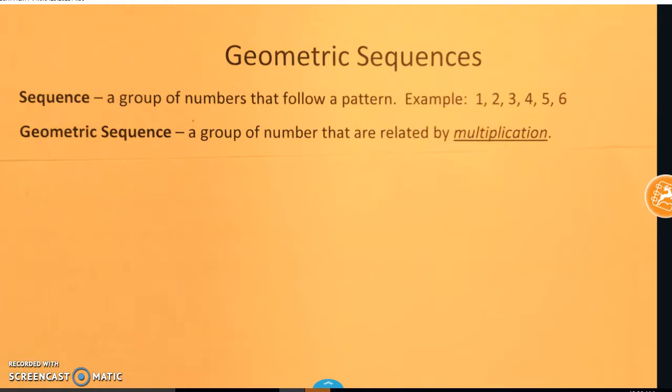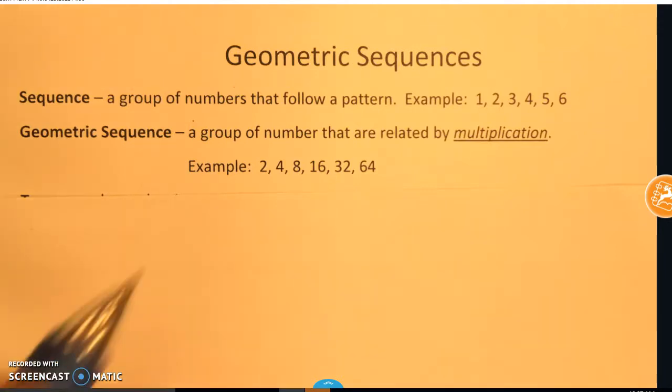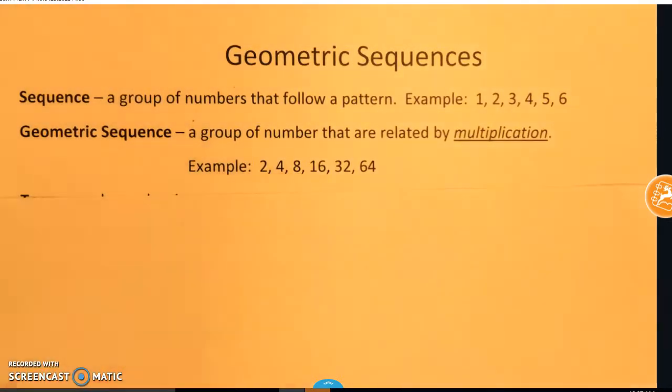Now, the arithmetic sequences were related by addition. Now these guys are related by multiplication. For example, we have 2, 4, 8, 16, 32, 64. So how are those numbers getting bigger? What do we have to multiply the 4 by to get to the 8?